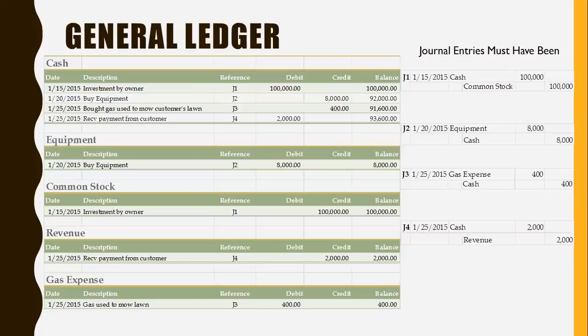So this is where it's important, again, for you to remember what you do to increase an account, because that means cash should normally have a debit balance. Hopefully we're always increasing it. Common stock always has a credit balance, as well as revenue having credit and gas expense having a debit balance.